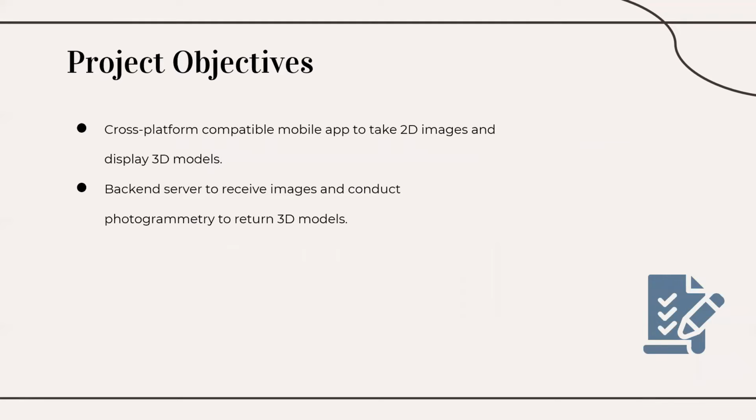A quick run through of the project objective is to build a cross-platform compatible mobile application to take 2D images and also to be able to display 3D models. Lastly, also a backend server will be built to receive images and conduct photogrammetry to return the 3D model.